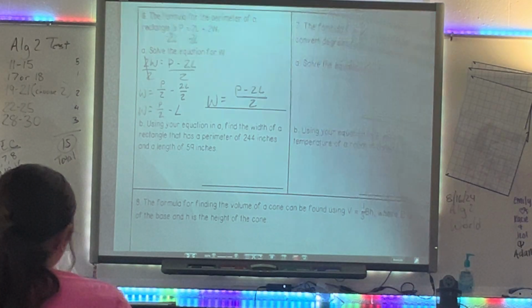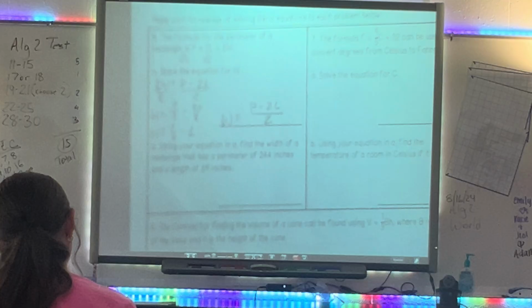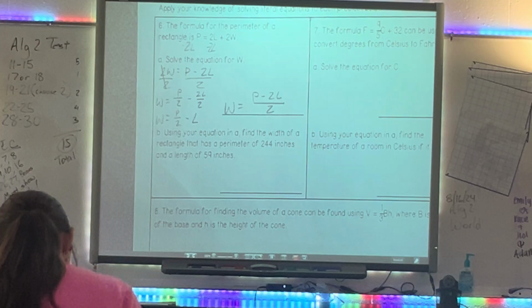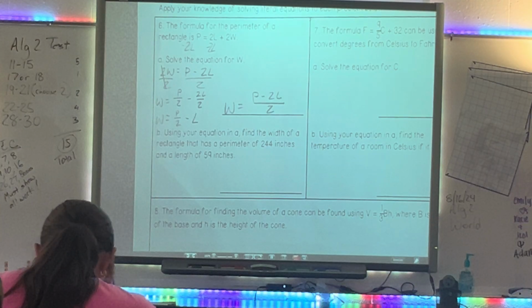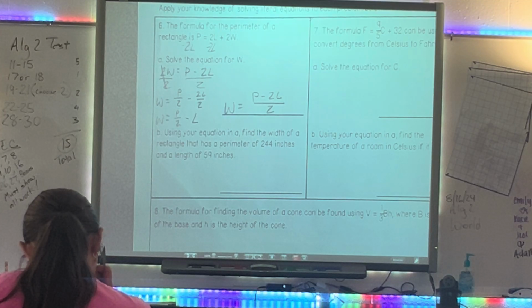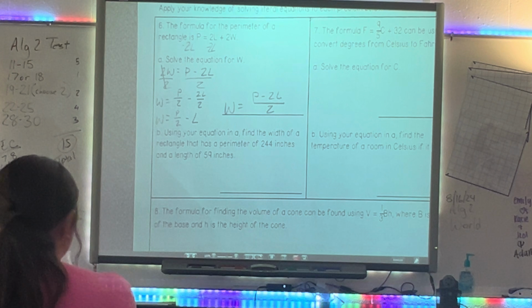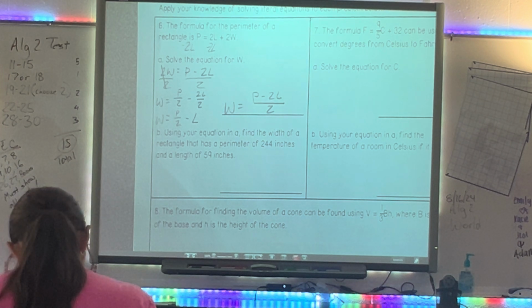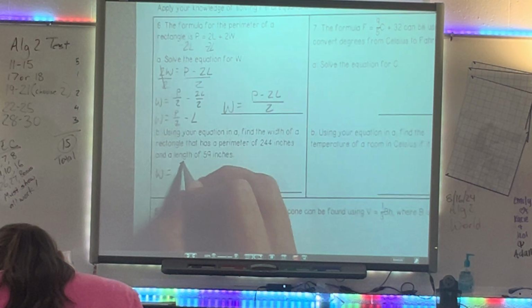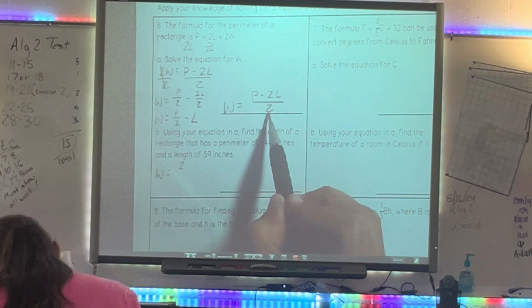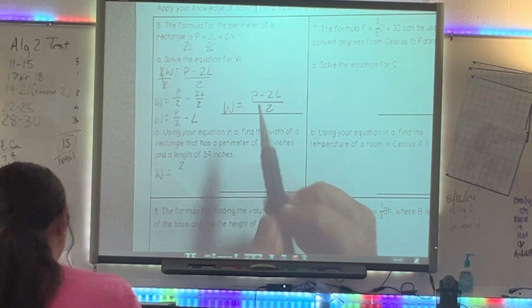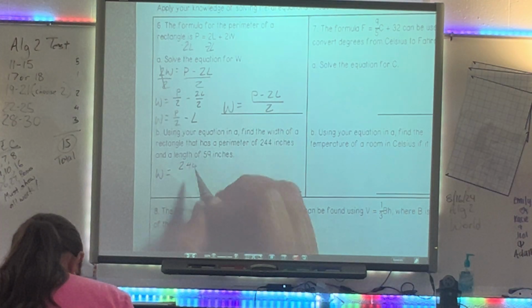Alright. The next one says, read that question, Julian, please. Using your equation in the A, find the width of a rectangle that has a perimeter of 244 inches and a length of 59 inches. Okay, so we're using the equation that we just did, and they want me to find the width if I have 244 and 59. So how am I plugging that in? What am I doing? W equals 244 minus 2 times 59, divided by 2.